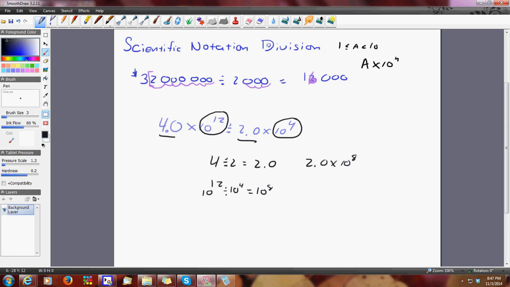There is one last thing I need to show you, though, and this is really important. If you had, let's say, 1.0 times 10 to the 3rd divided by 4.0 times 10 squared. Well, the problem is 1 divided by 4 is 0.25, and then 3 minus 2 is 1, so 10 to the 1.